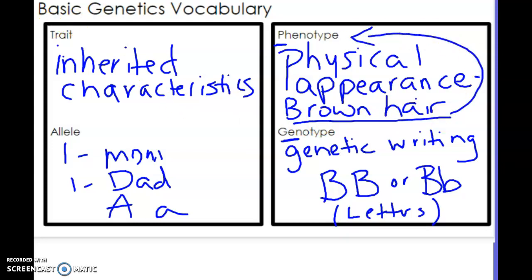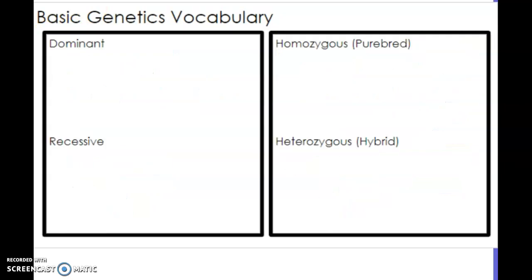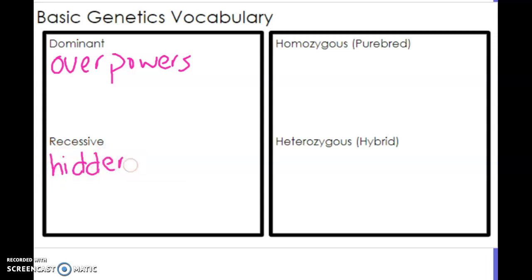All right, some other vocab I want to go over. We've got dominant, which is always the one that overpowers the other traits. The recessive one is the trait that is hidden. When we represent dominant traits, we represent them with a capital letter.